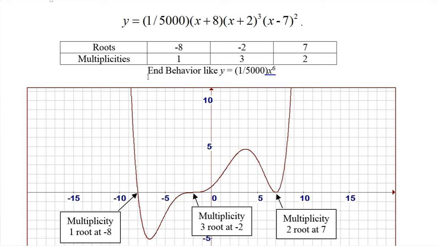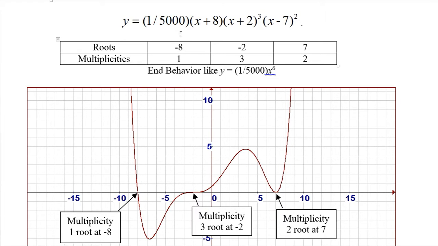So for example, here's one. Here it is in factored form, 1/5000th times x plus 8 times x plus 2 cubed times x minus 7. So notice when x is negative 8, when x is negative 2, and when x is 7, we get y is 0. So those are what we call our roots, or the x-coordinates of the x-intercepts. And notice the powers here are the multiplicities.